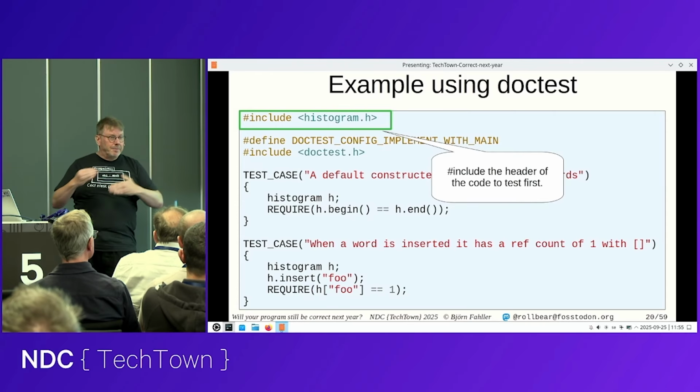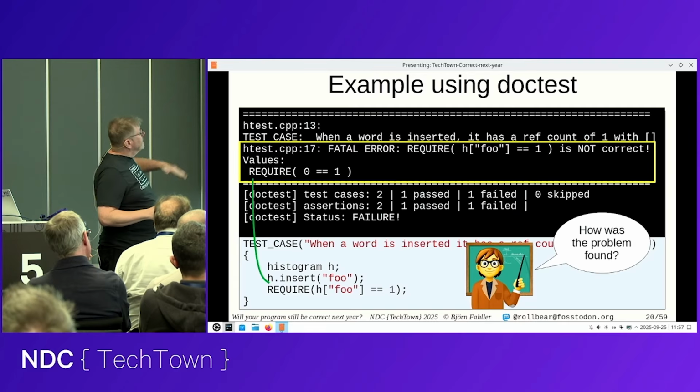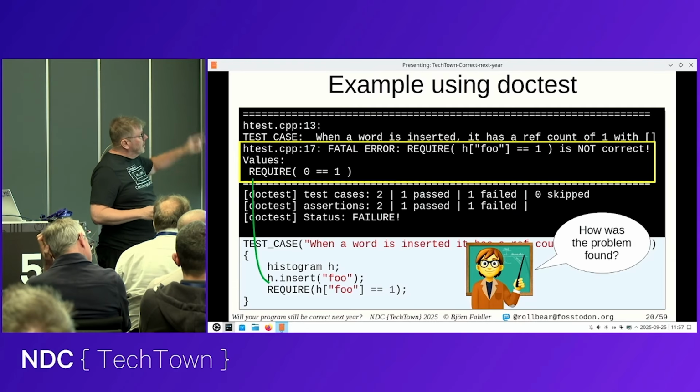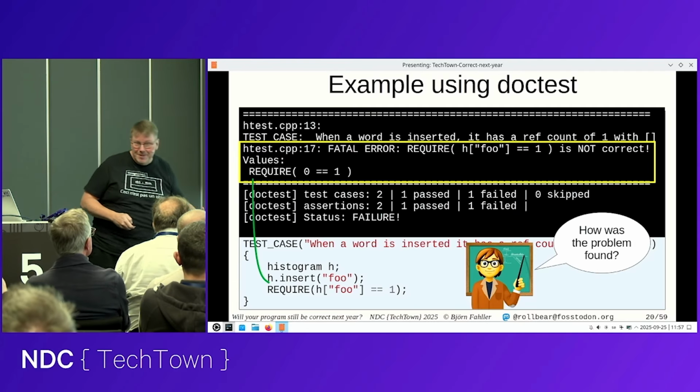So if we run this, you can see an example of a failure, and we can see what is wrong. Well, when a word is inserted, it has a ref count of 1 with operator index. And how was the problem found? Well, REQUIRE h of foo equals 1 is not correct. It expands to REQUIRE 0 equal 1. We have more information already now than we had before. Plus, it's much easier to see because it actually runs all the tests. It doesn't abort execution on the first failure. So, vast improvement. Use a unit testing framework.